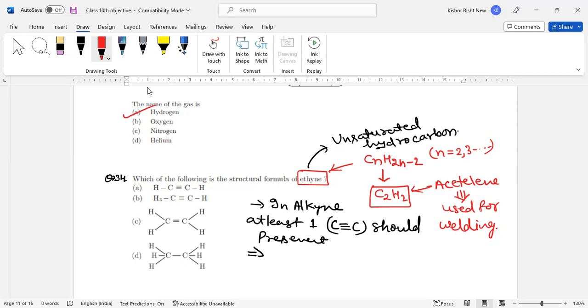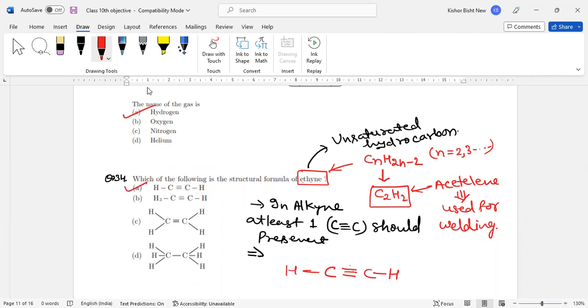It means two carbons only, and one triple bond should be present. One, two, three bonds. Everyone knows that carbon makes four bonds. How many bonds does this carbon form? One, two, three. So one hydrogen will join, then the valency of the carbon is completed. Same here, one bond on this side also, to complete the valency. So which one is correct? The first one is correct.